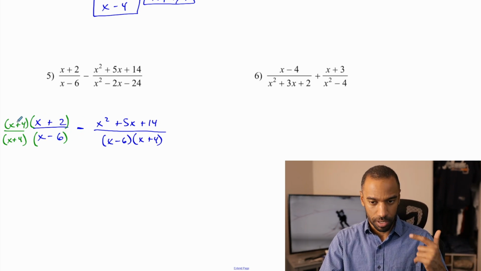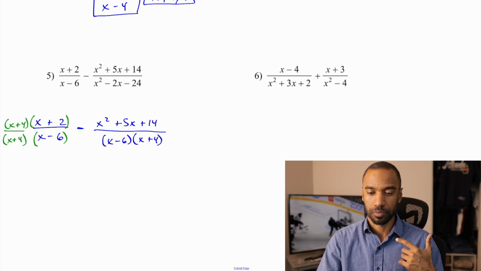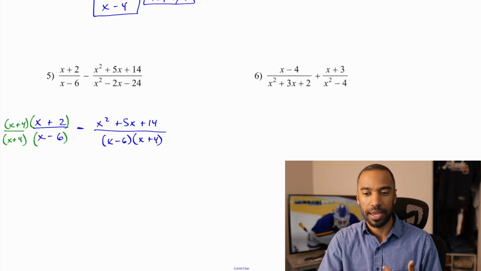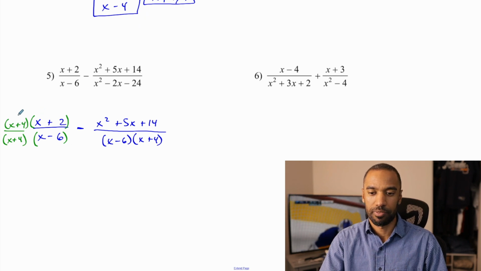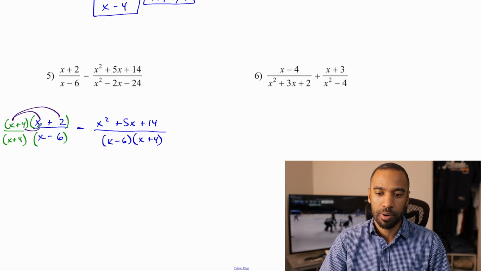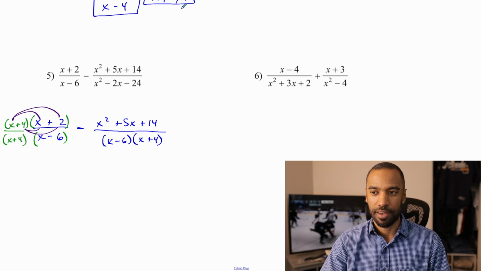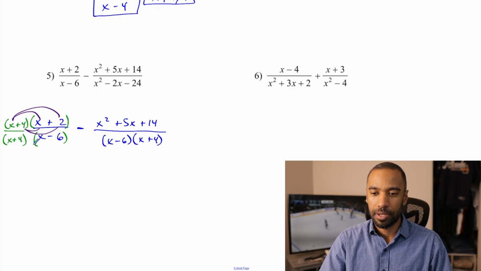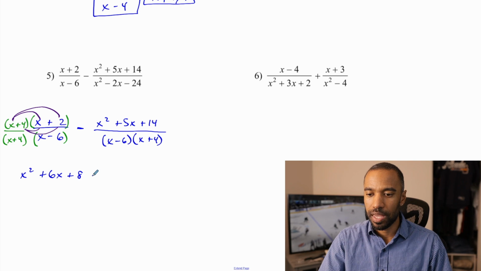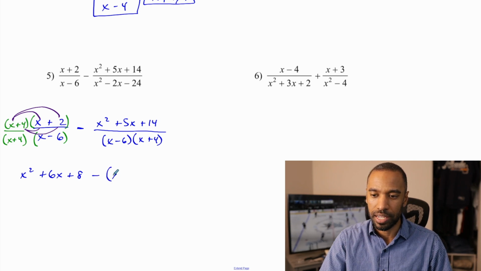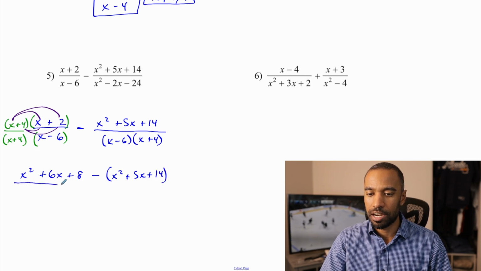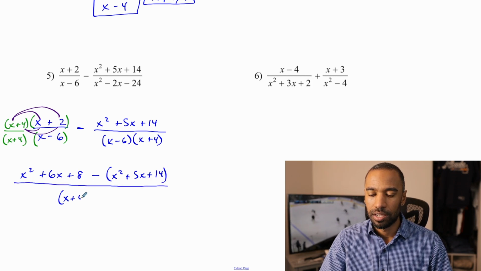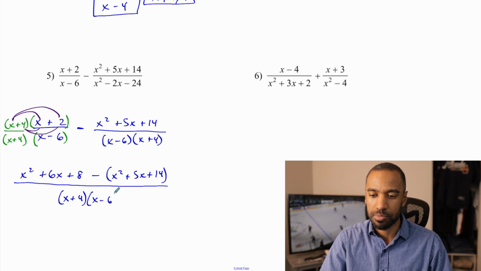Leave it factored. Distribute the top, because we're going to do what we did on number 4, where we combine like terms on the top. We're going to simplify that as much as possible. So I'm going to FOIL these parts on the top here. Bottom will stay factored. And on top here, I'll get x squared plus 2x plus 4x, that's plus 6x, plus 8. And minus, remember, it's minus this whole quantity, x squared plus 5x plus 14. And this is all divided by the common denominator of x plus 4 times x minus 6.